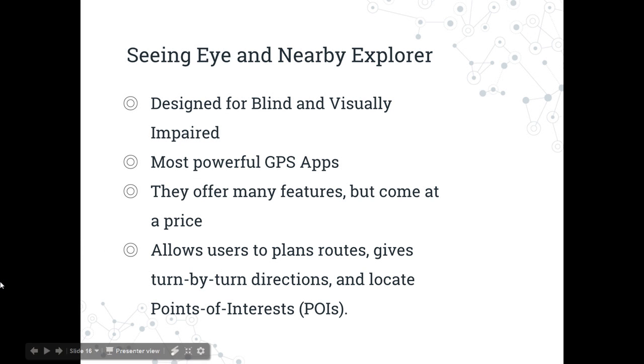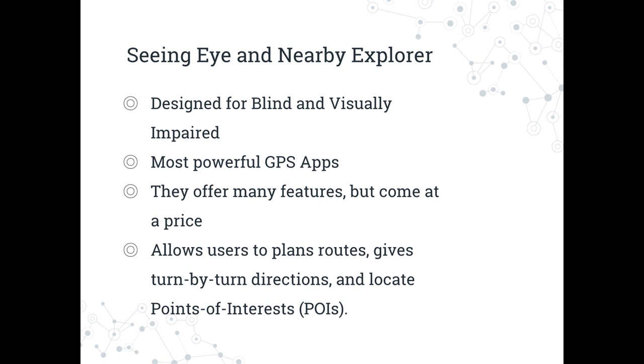Okay, the next two apps that we'll be discussing are Seeing Eye and Nearby Explorer. These are both apps that are designed specifically for the blind and visually impaired. They're definitely the most powerful GPS apps that are available on the phone. They offer lots of different features. But they do come at a price.